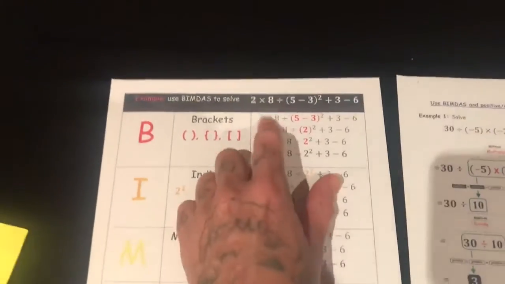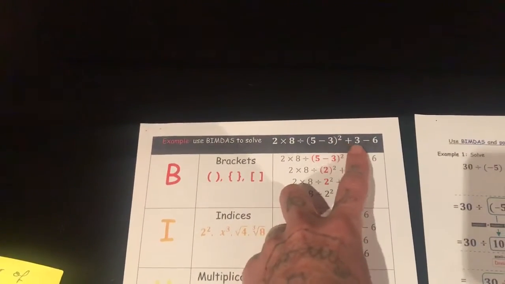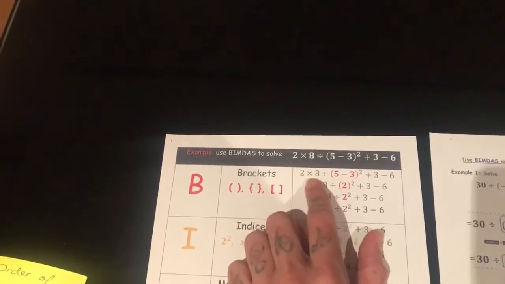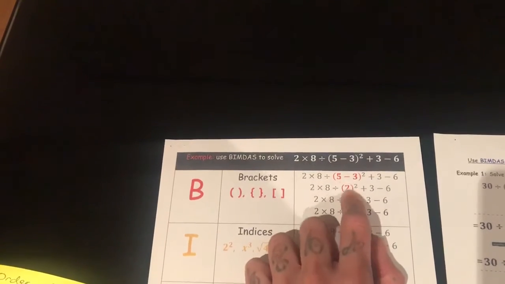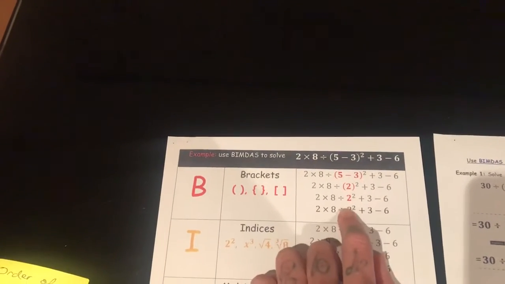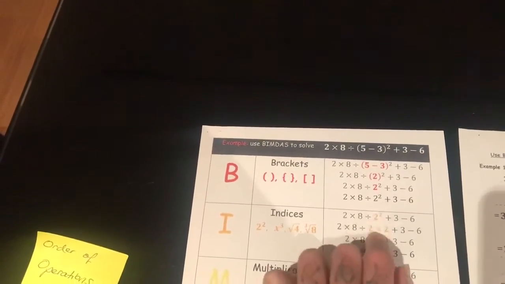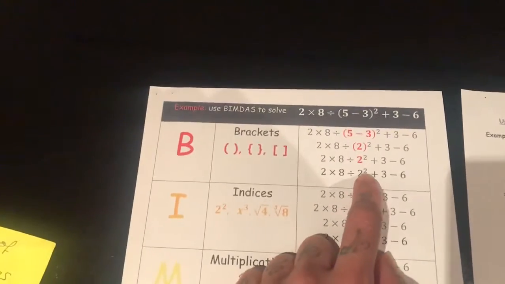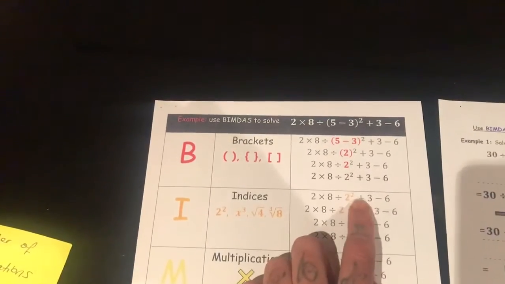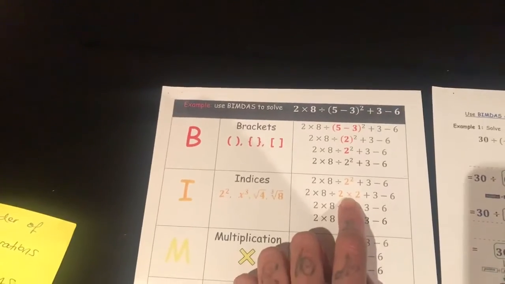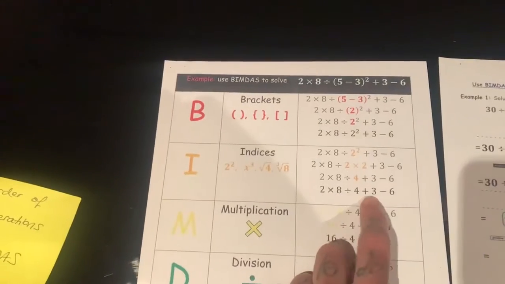So this example here: 2 times 8 divided by bracket 5 take away 3 all squared, plus 3 take 6. Where you would start is you ignore everything except what's in the brackets. So 5 take 3 would be 2. Okay, so that's the B. Now you go to the indices, which are the squares and the square root. This is the only indices, so this is the one you do next. 2 squared, which is 2 times 2, is 4, still ignoring all the stuff on this side. This is what your sum is now.